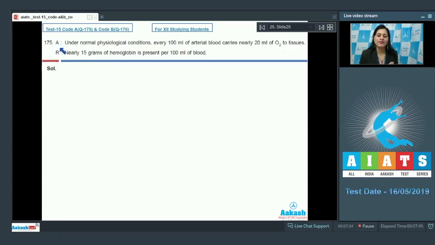Question number 175, assertion given is under normal physiological conditions, every 100 ml of arterial blood carries nearly 20 ml of oxygen to tissues, and this is a correct statement because under normal physiological conditions every 100 ml of oxygenated or arterial blood carries nearly 20 ml of oxygen to tissues. Now the reason given is because nearly 15 grams of hemoglobin is present per 100 ml of blood. This is also a correct statement, but this reason is not a correct explanation for the above given assertion.